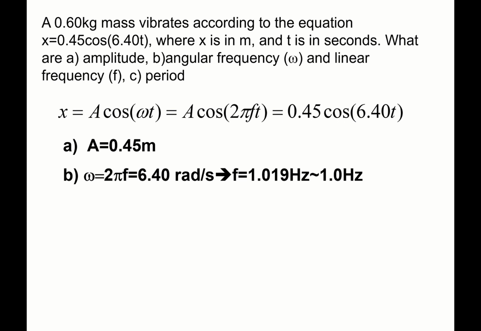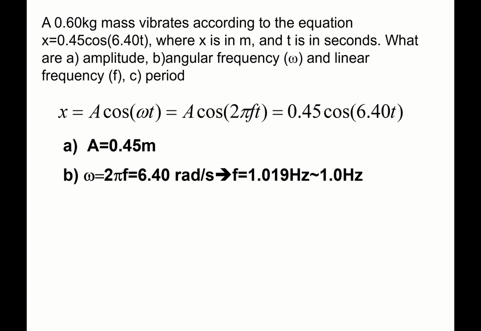The next one, we want to know what's the angular frequency. Well, again, if I look at that equation, the equation is cosine omega t. So the number that's in front of the t must be the angular frequency omega. So omega is going to be 6.40 just from reading the equation for x. And the linear frequency is just omega over 2 pi. So I divide 6.40 by 2 pi, and I get 1.019 hertz.